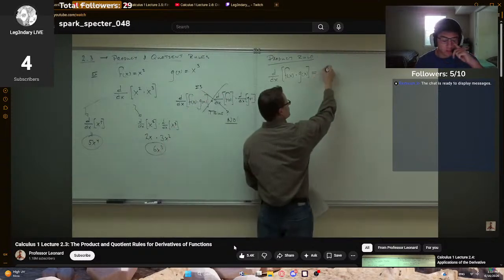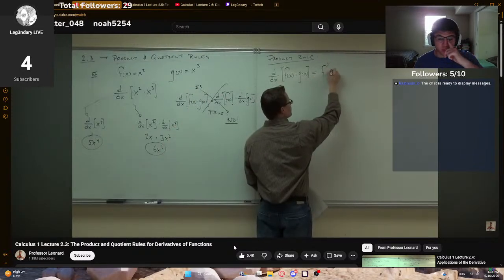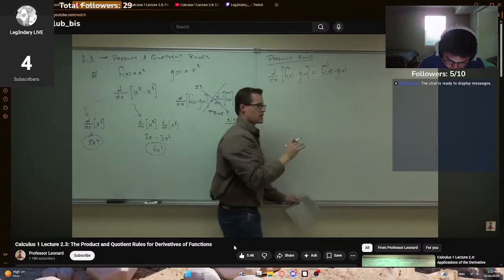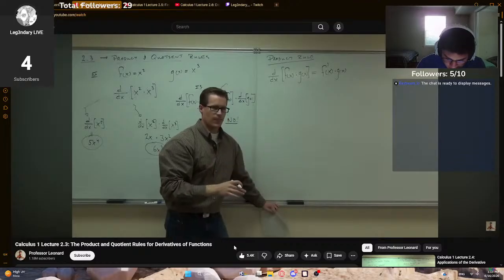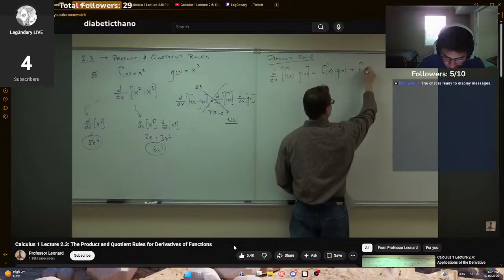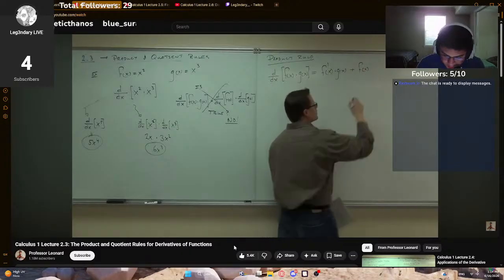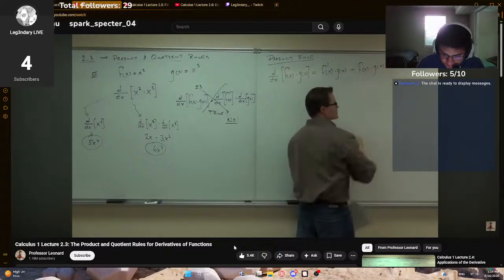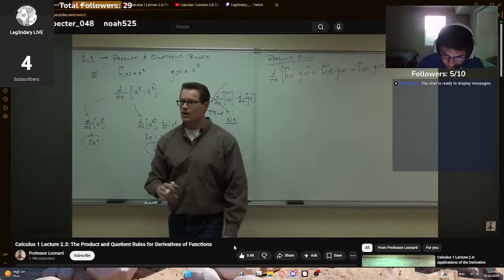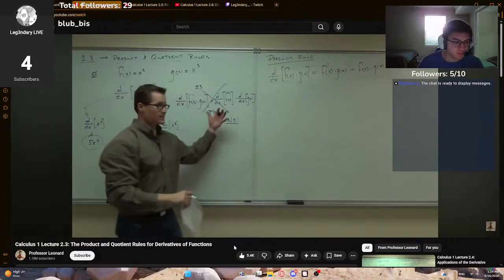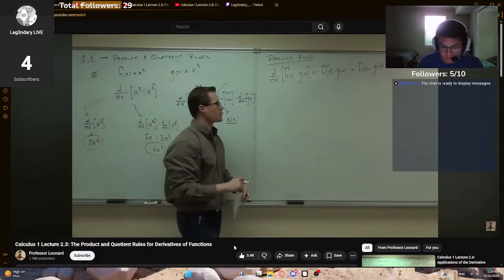You take the derivative of the first function times the second one. You leave the second one alone. f prime of x times g of x, the first function, plus f of x left alone, times the derivative of the second. You've still taken the derivative of each one, but it's different than this. You have that addition in there, that product.